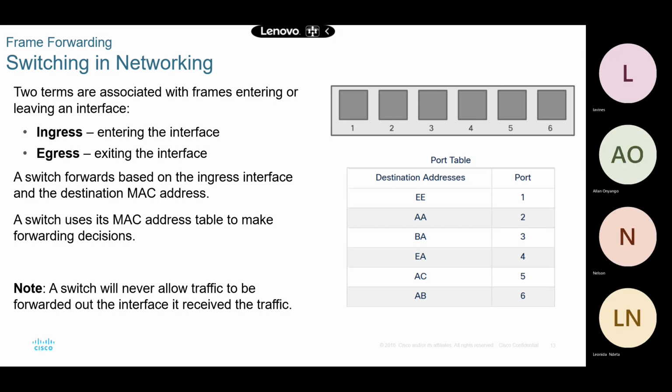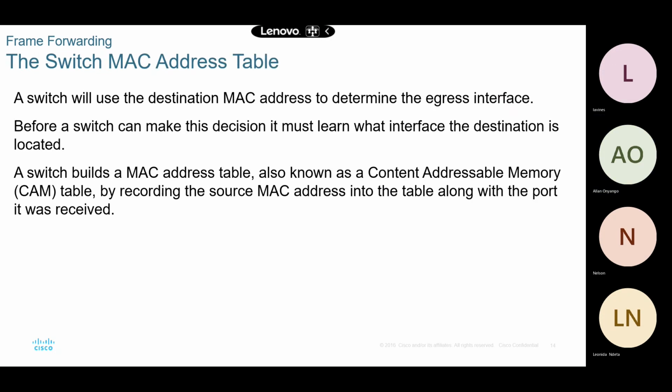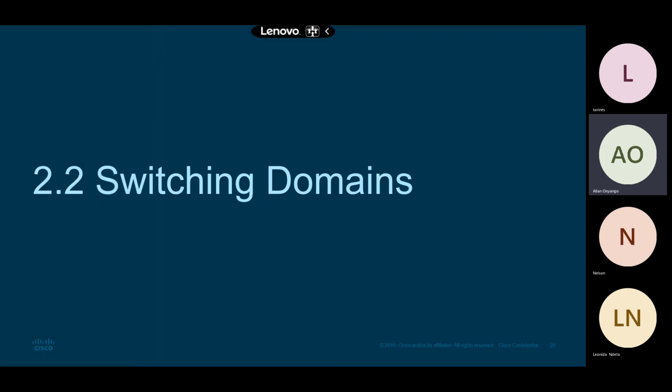Moving forward, we know that the MAC address table has another name, which is the content addressable memory table, the CAM table. Normally, before the switch can make any forwarding decisions, it must always learn which interface the destination is located on. And the switch will always store the source MAC addresses and the source port numbers on the MAC address table.